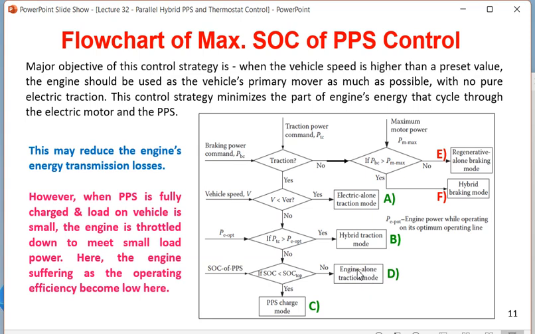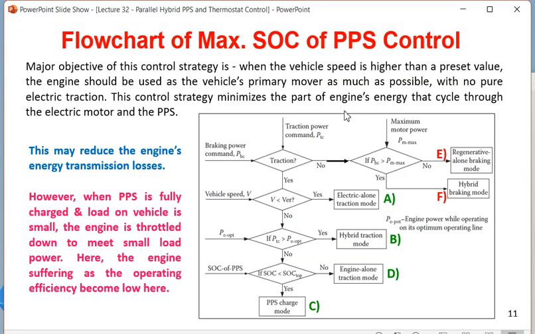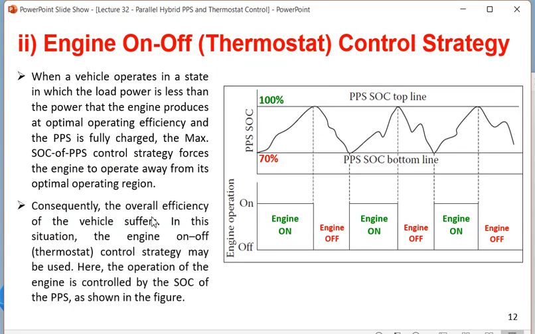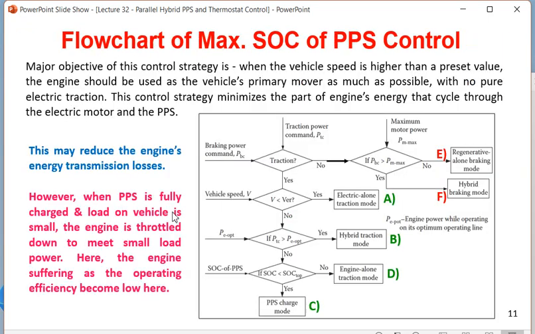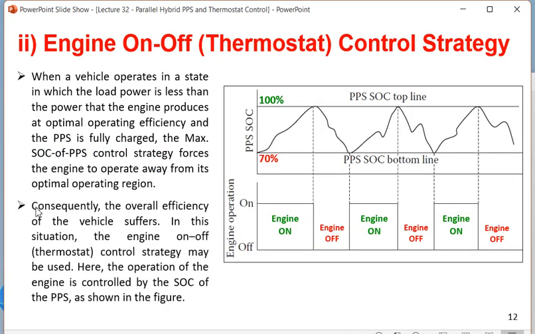To solve this problem, the next type of control strategy, the engine on-off control strategy, is devised. Whatever we found in D, the engine-alone traction mode, in this case the engine is operating away from its maximum operating efficiency region. To counter this, the engine on-off thermostat control strategy is used. In this case the overall efficiency of the vehicle suffers. That means if it was D, in that case the overall efficiency of the vehicle suffers. In this situation the engine on-off thermostat control strategy may be used.